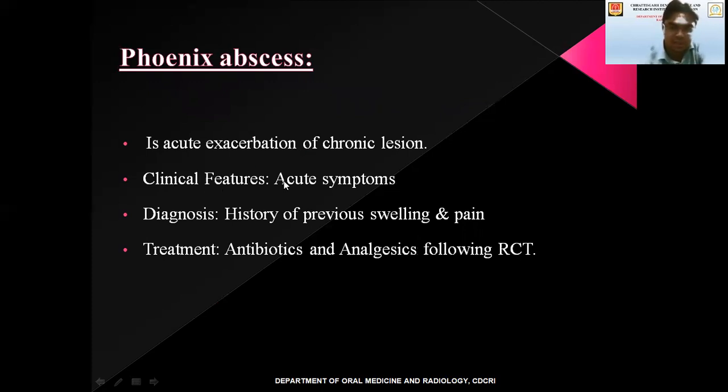So clinical features are acute symptoms that we can see now. Diagnosis will be history of previous swelling and the pain. Patient will tell that I had previous swelling and pain, but it has subsided. That may be because of the drug, or that may be because of the increase in the immunity. And now because of the decrease in the immunity or increase in virulence of the pathogenic bacteria, again the lesion has reoccurred. So this is the case of a phoenix abscess. Treatment will be again antibiotics and analgesics followed by the RCT.